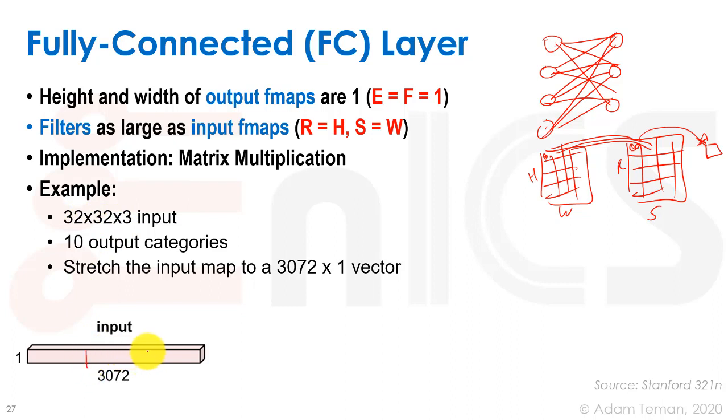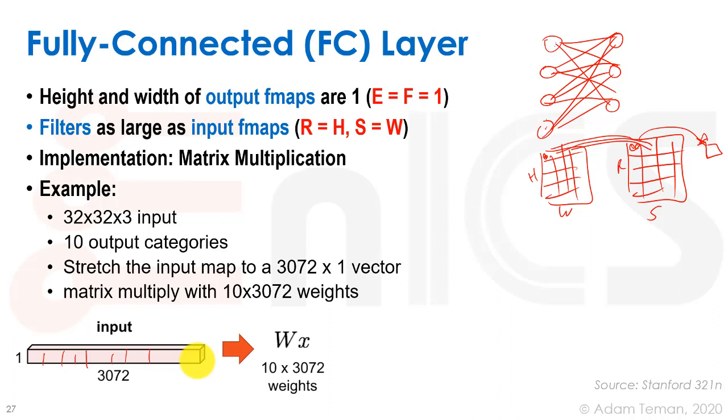Anyway, so we stretch this whole tensor into one vector, and then what we're going to do is multiply it by a weight matrix. Each filter is going to have to be the same size, so each filter is going to have 3072 weights, and that will provide us with one output.